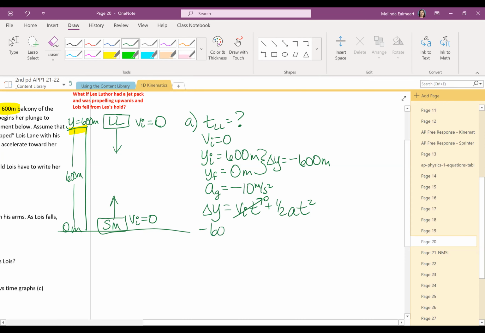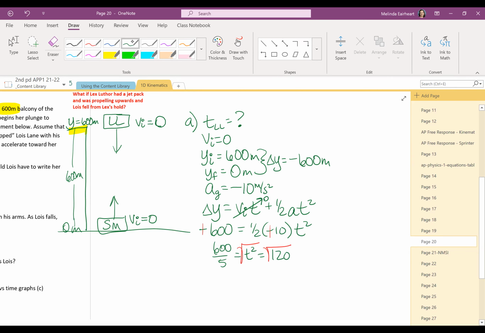I can just go negative 600 equals half of negative 10 t squared. And hopefully there you see the negative goes away, or reduces to 1, whatever you want to say. If we had chosen down as positive, we would have ended at this same place. Half of 10 is 5, and then divide both sides by 5. So 600 divided by 5 is equal to t squared. What is 600 divided by 5? 120. Got to do the square root.